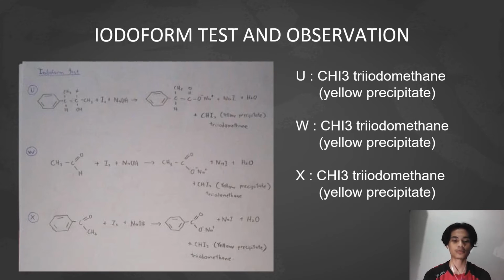Next, compound X, which is 1-phenyl ethanol. When this compound reacts in the iodoform test, it will produce a byproduct which is CHI3, or triiodomethane. This product shows a yellow precipitate. So all these three compounds show a positive result when the compound reacts in the iodoform test.